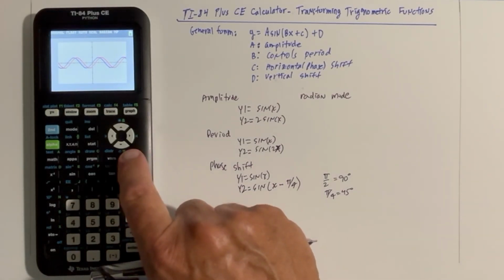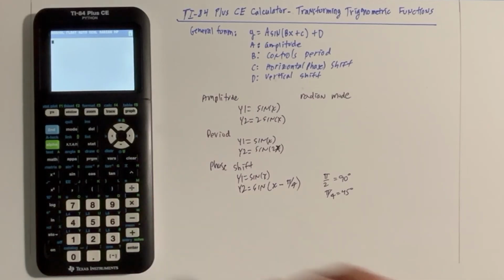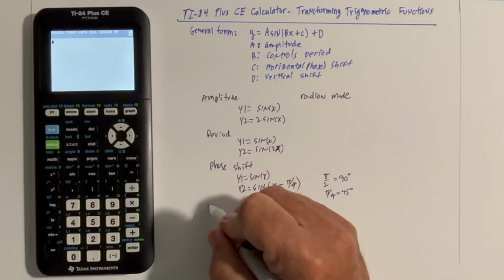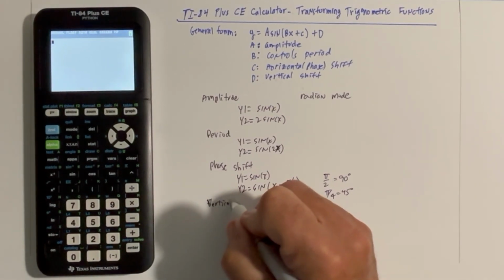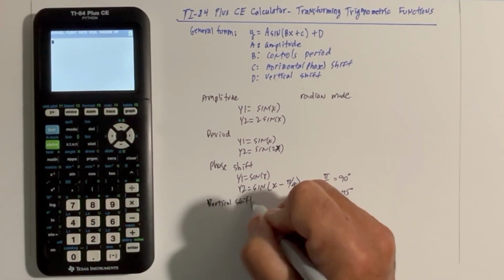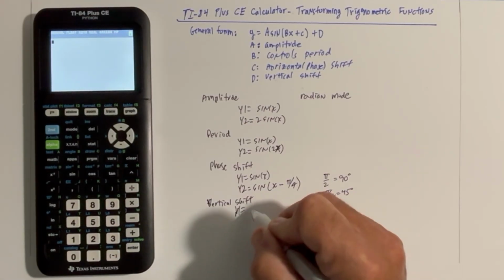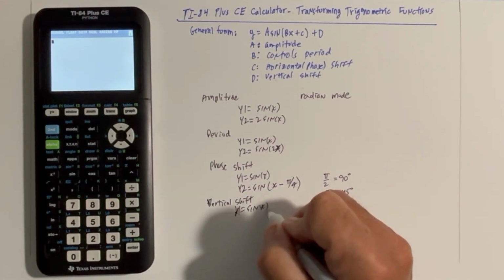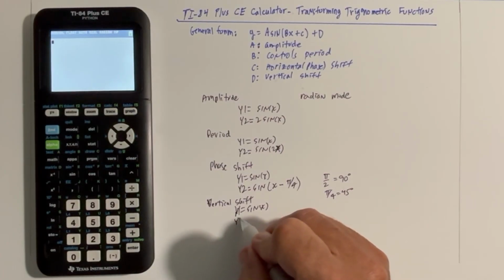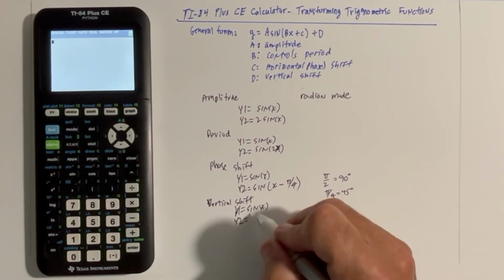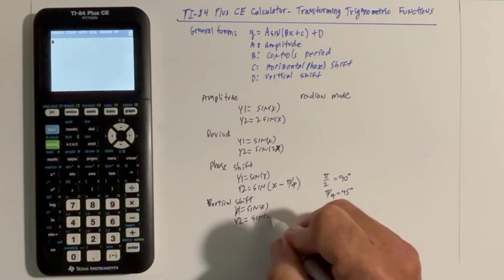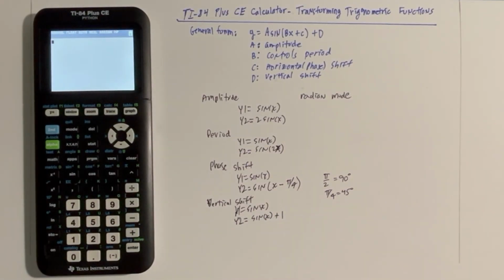And we will look at one more thing. Let's clear all that. Now we want to look at a vertical shift. So y1 is still equal to sine of x. y2 now is going to be equal to the sine of x, and then we want to add 1 to it. So we're going to be moving it up 1.